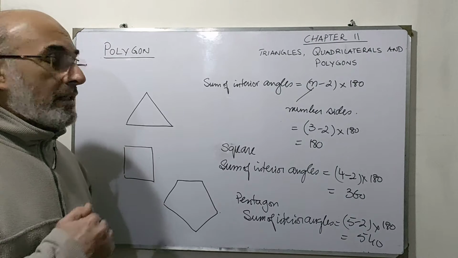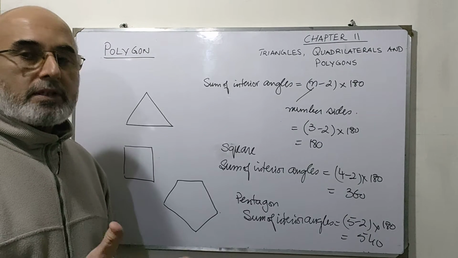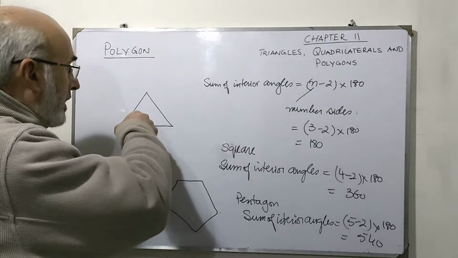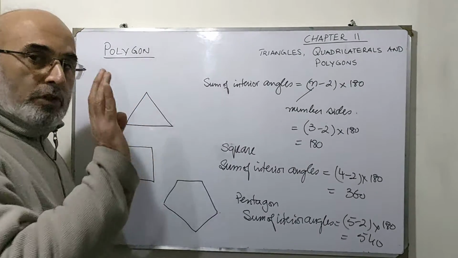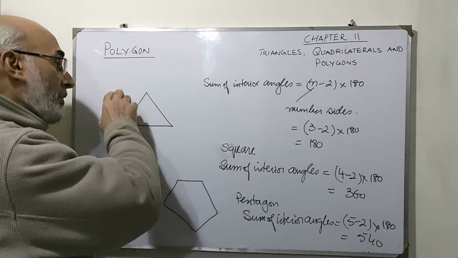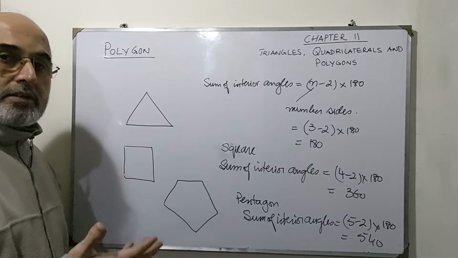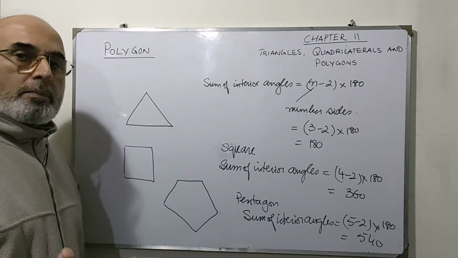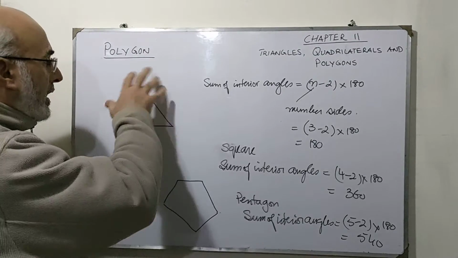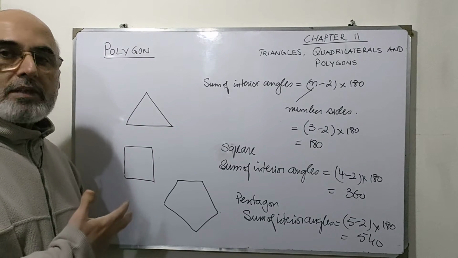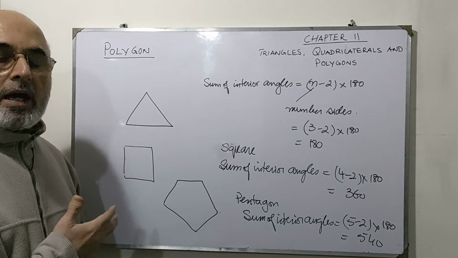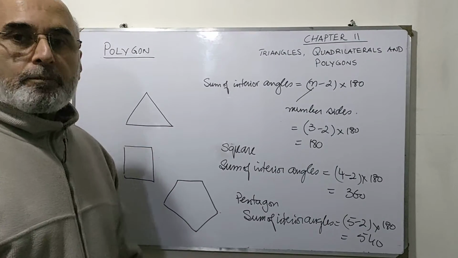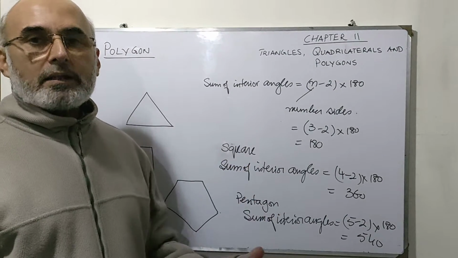Now from interior angles, let's move towards exterior angles. What will be the sum of the exterior angles? Because with every figure we have interior angles, but there are exterior angles as well. So first let me tell you what I mean by exterior angles. Where are the exterior angles? We'll start with a triangle and then I'll move towards other shapes.